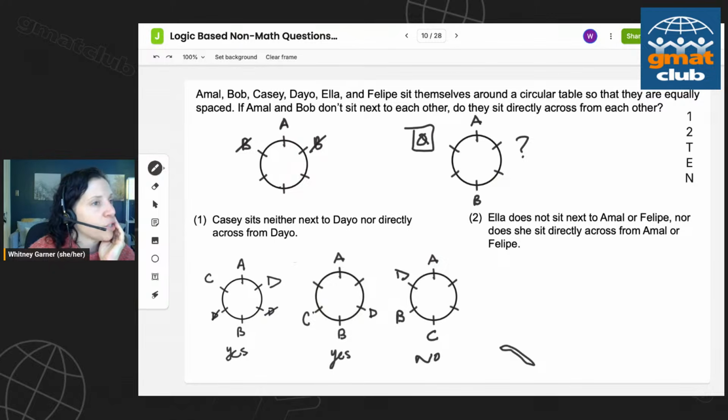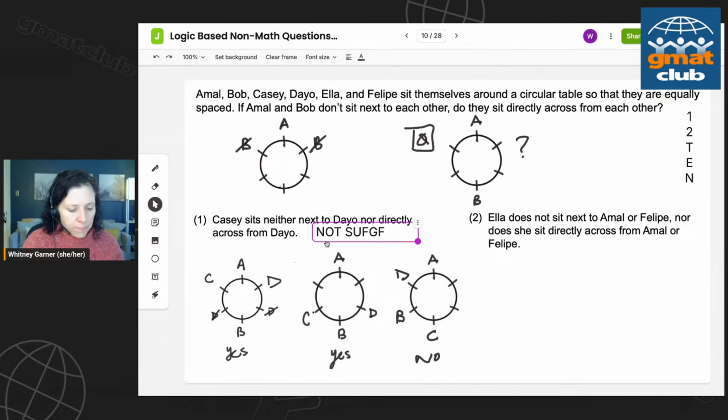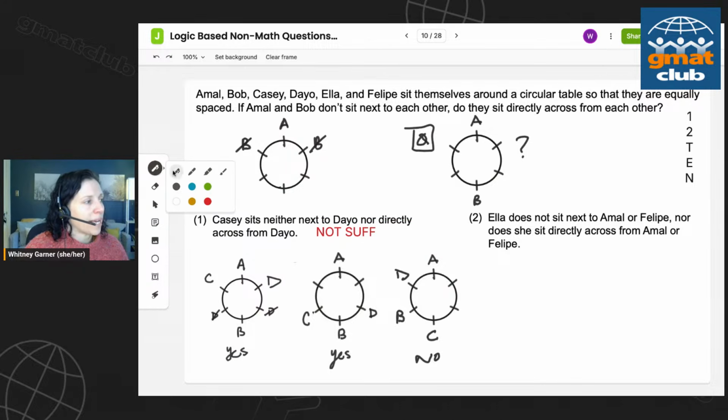And so because I've got two different responses, let me refresh this so it pops back up. Because I've gotten two different responses, yes and no, statement 1 I can now prove that it is not sufficient. So if statement 1 is not sufficient, what answer choices do I eliminate?